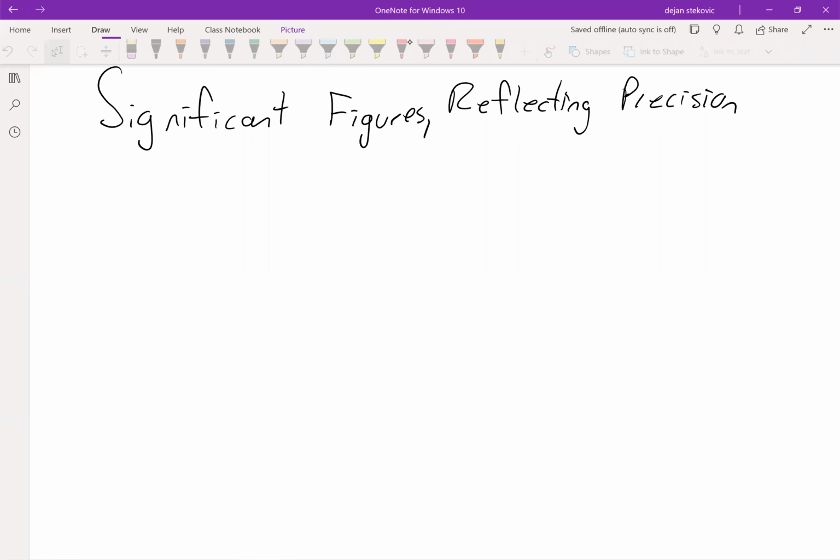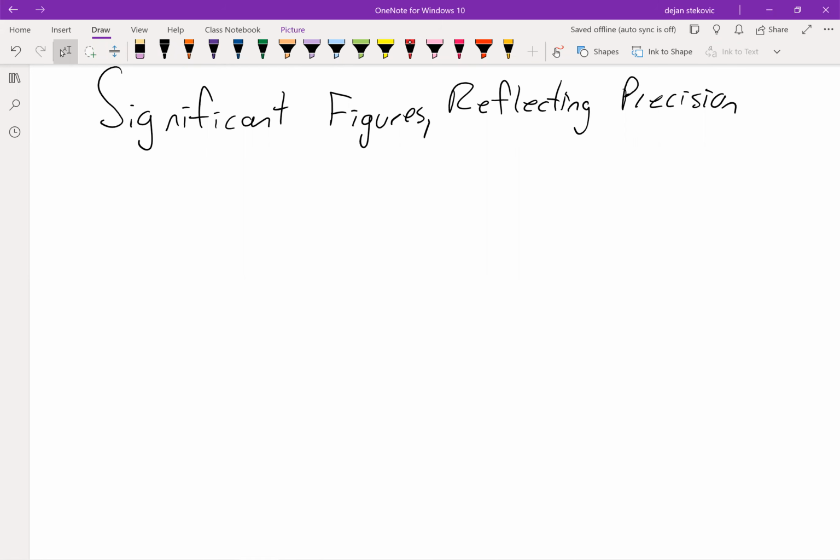All right, our next topic is significant figures, otherwise known as sig figs. And what they do is they reflect precision of our measurements. So in science, we're always measuring things, right? We're measuring outcomes. How much product did you get? How much stuff did you put in? How many times is it better? That kind of thing. And whenever you're doing measurements in the real world, you're not going to have perfect precision.